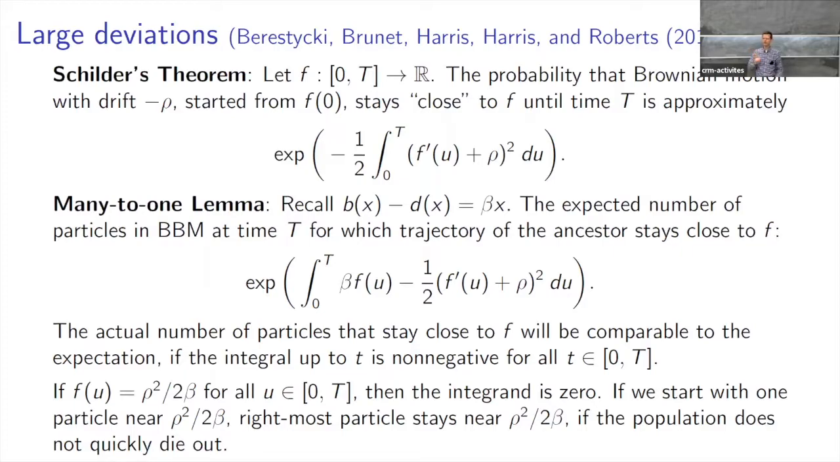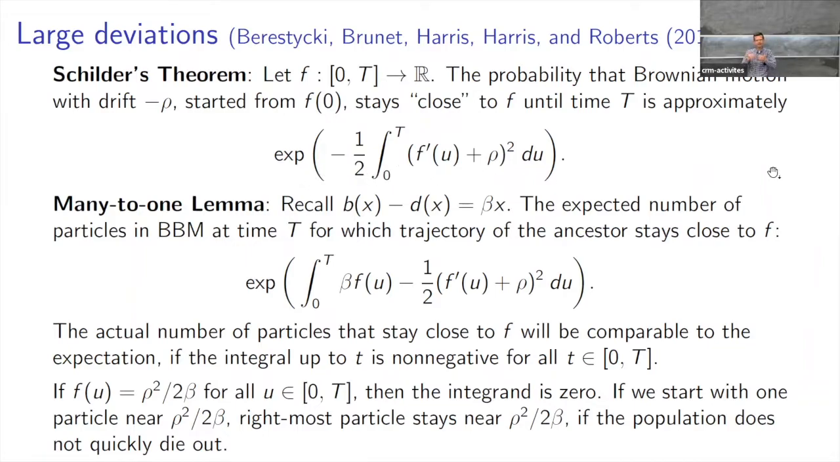So the starting point for these large deviations heuristics is Schilder's theorem for Brownian motion, which I've stated here in a rather imprecise form. So let's say we have some function f, which maps the interval from 0 to T to the real line. And then the probability that Brownian motion with a drift of negative rho started from f(0) stays close to the function f until time T is approximately given by the exponential of this integral here.